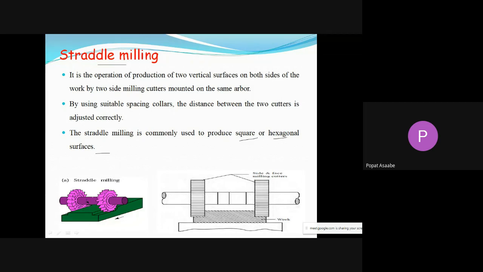See, these are the two cutters. They are mounted on the same arbor, and they will perform the machining operation on both sides of your workpiece. See, this is the workpiece. This cutter will perform the operation on the right side, and this cutter will perform the operation on the left side.